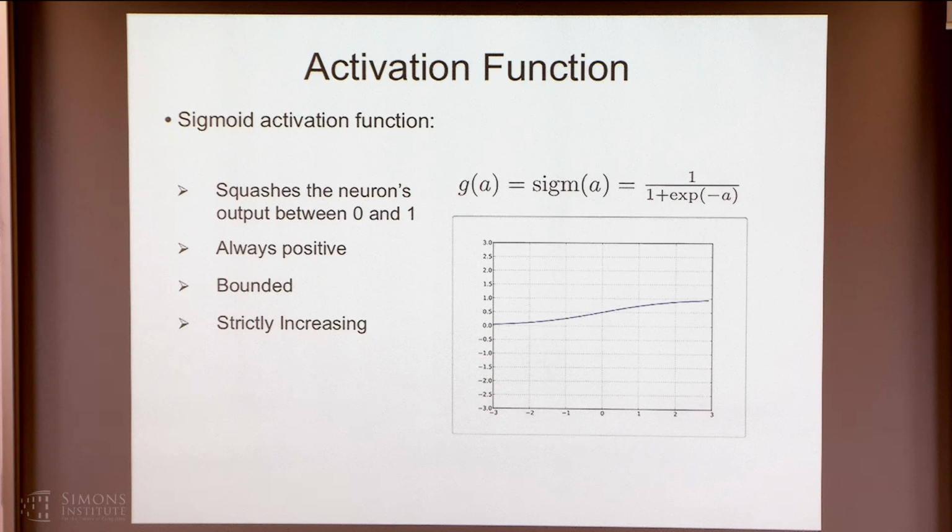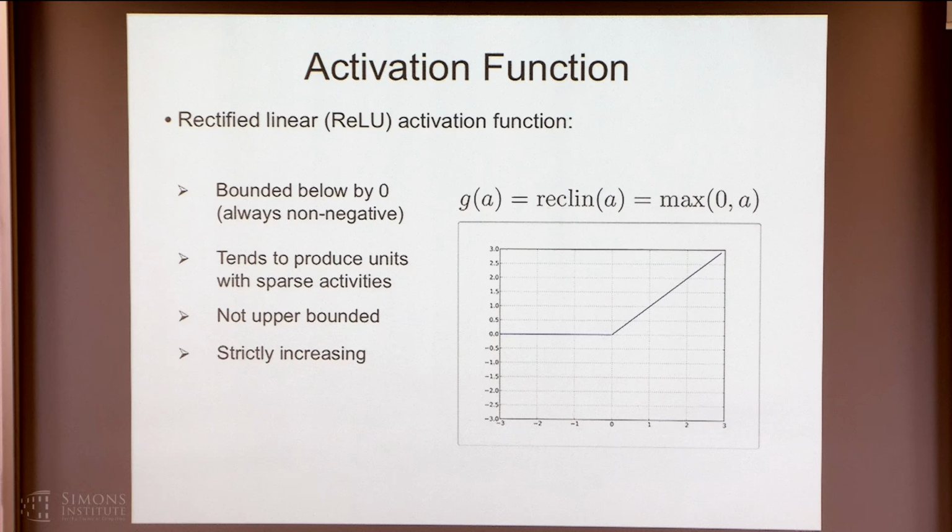Some of the popular activation functions, just quickly, there's the sigmoid, right? What it does is it just squashes the neuron's output between 0 and 1. It's always positive, bounded, and strictly increasing. There's another counterpart called the tanh activation. But I'd like to point out one of the most successful ones, which again was originally developed by Geoff Hinton, the rectified linear activation function. These are the most used in practice right now.